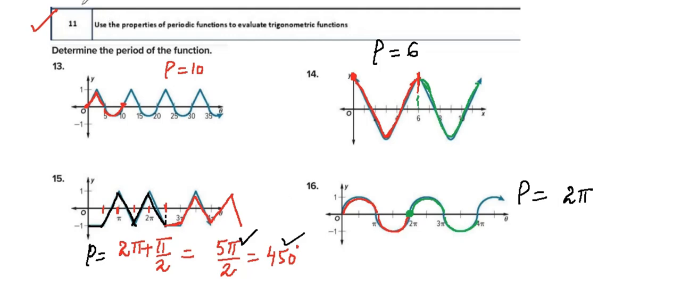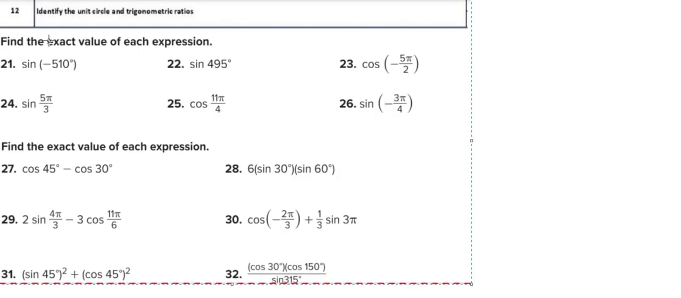So the next question is 12. Let me take the next question also on the same slide. This is also very easy. You can use the calculator for all these if the calculator is allowed, but the rest of the things I told you. Suppose I need to check this: sine of minus 510.